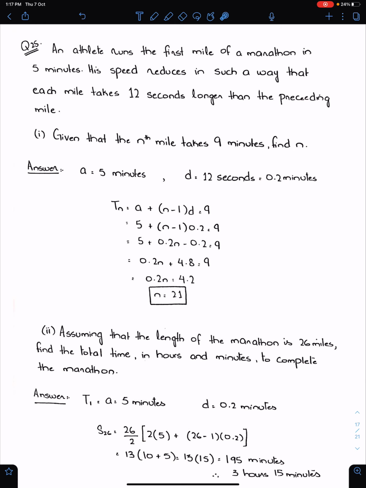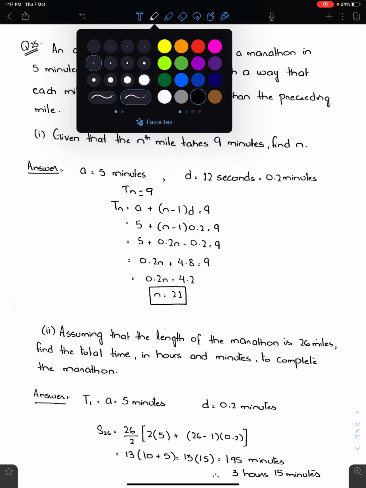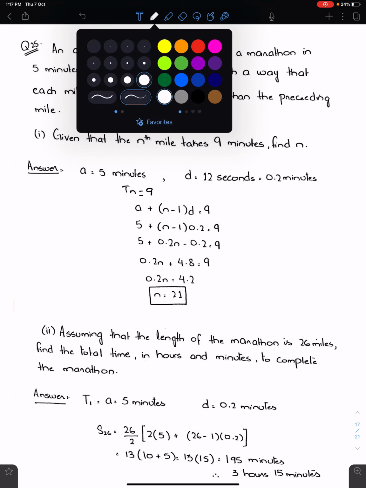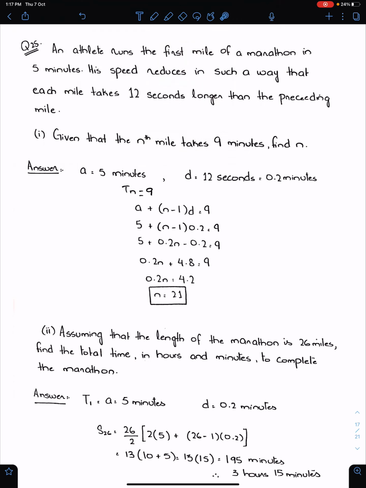So we have everything. We have A, we have D, we have Tn. So we can easily find the value of n. Tn is 9, which is here. Let me write this here. Tn is 9. So we have got the value of n, which is 21.